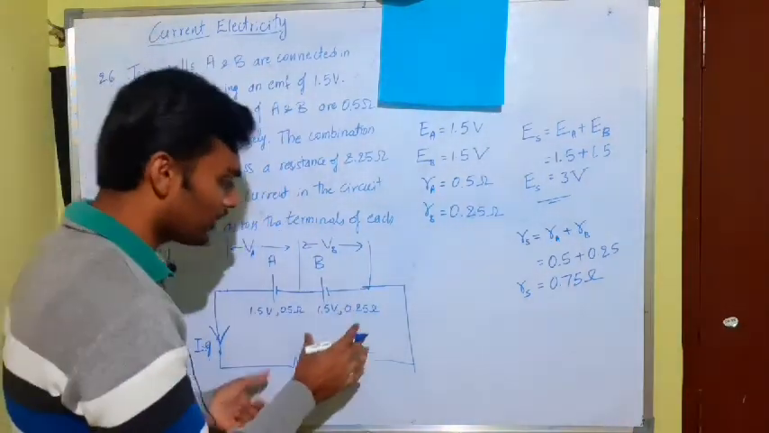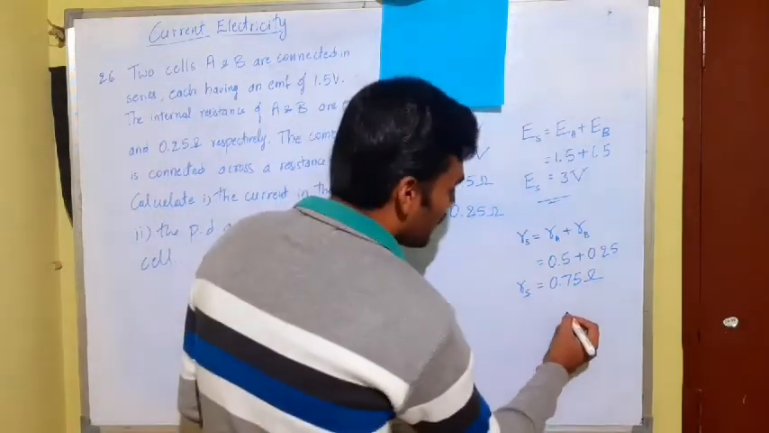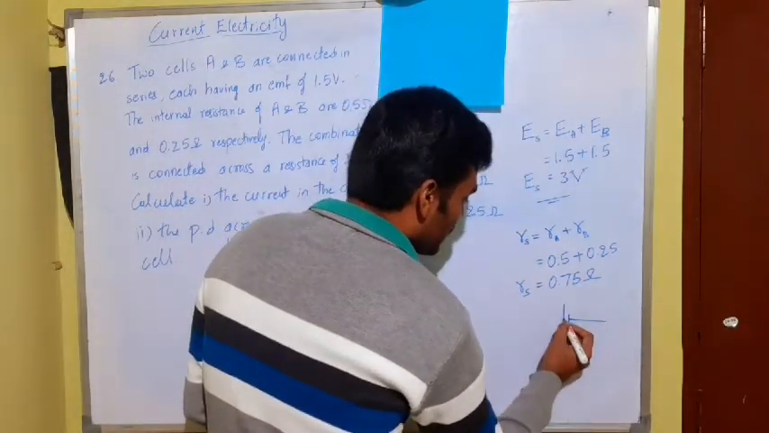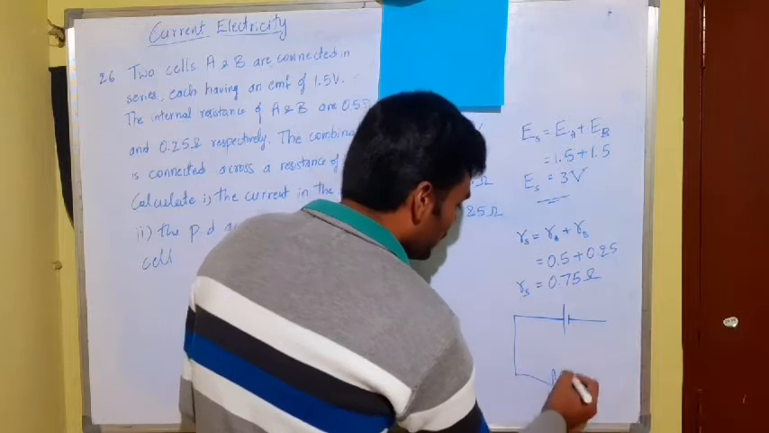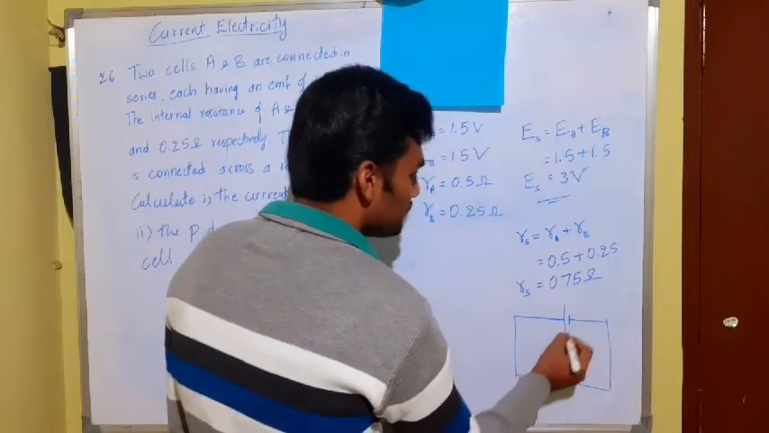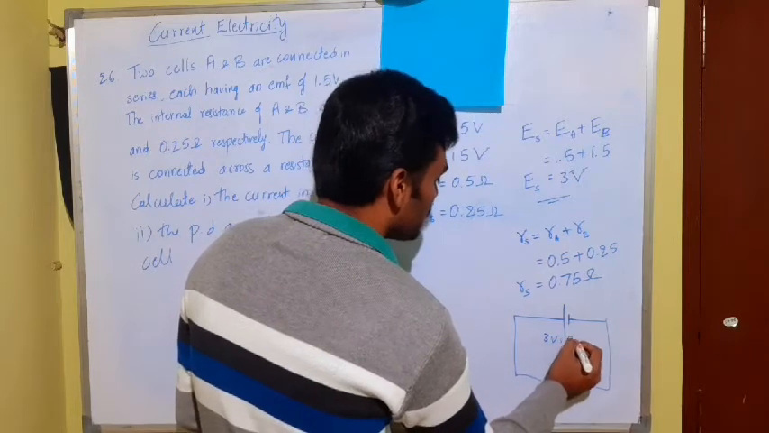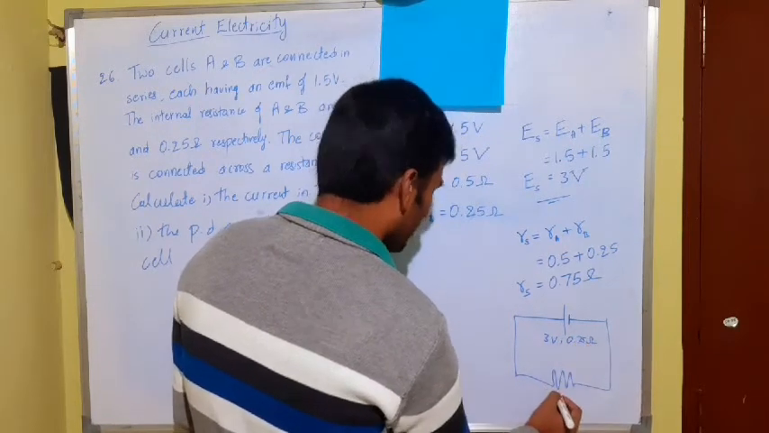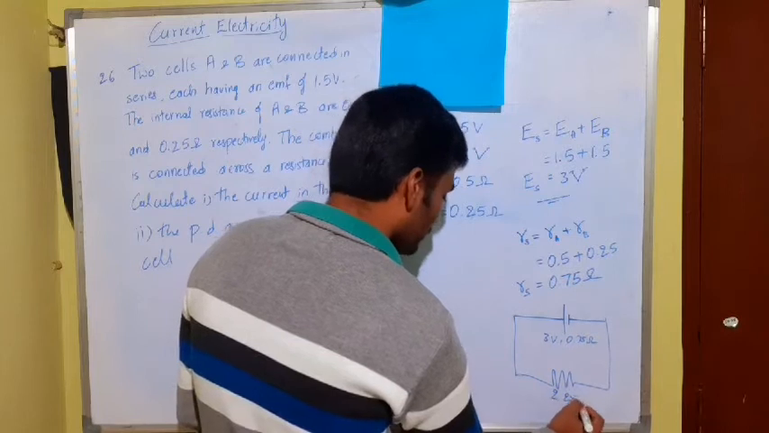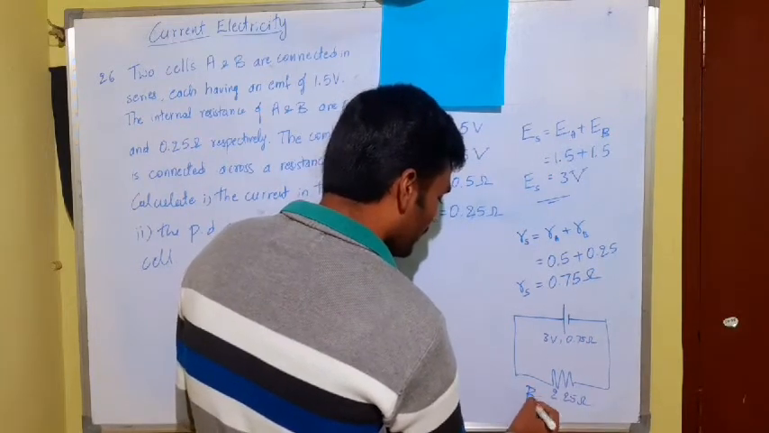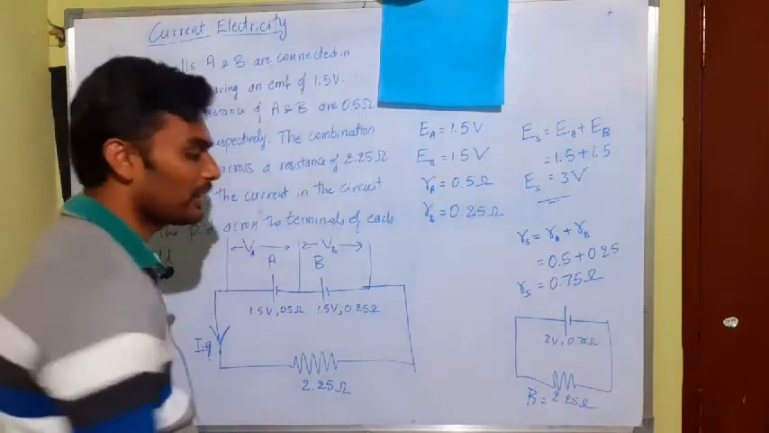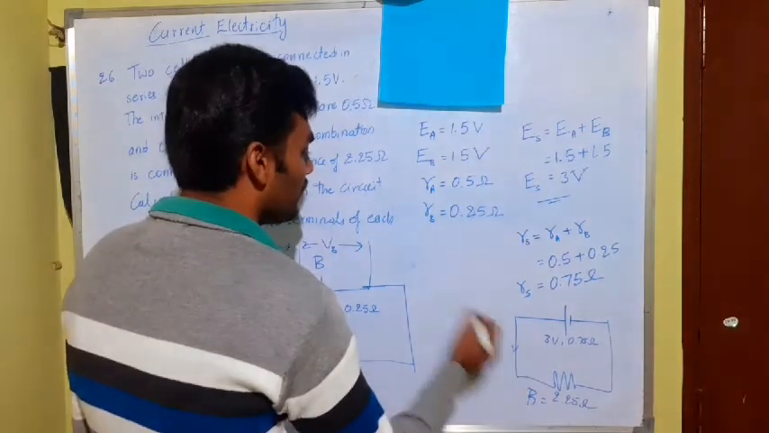Now the circuit, just for reference, will look somewhat like this: a single cell connected to an external resistor. This single cell has the EMF of 3 volt and internal resistance of 0.75 ohm, and the external resistance is 2.25 ohm. We normally represent external resistance as R, you know that, right? So the current has to be found now.